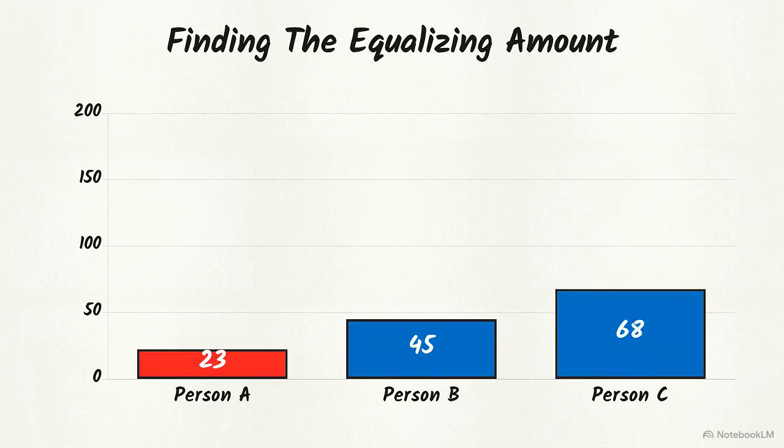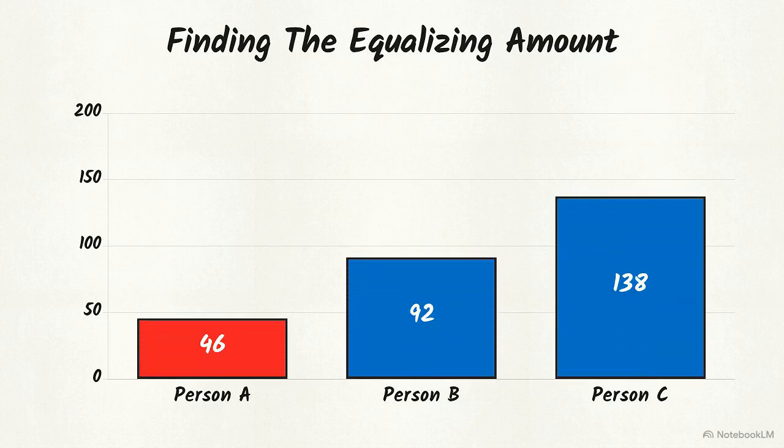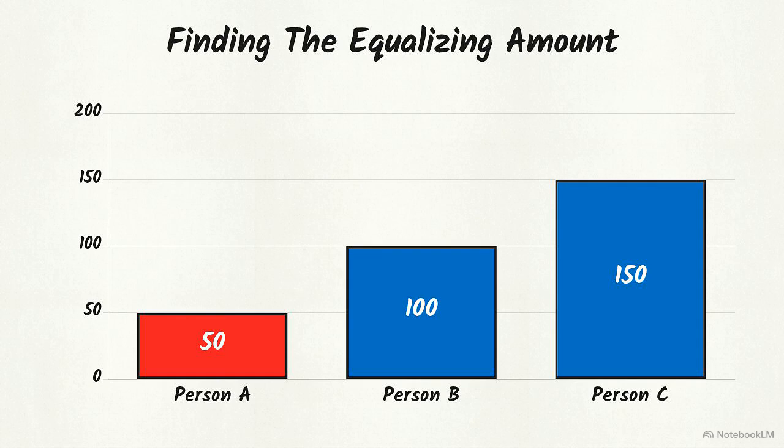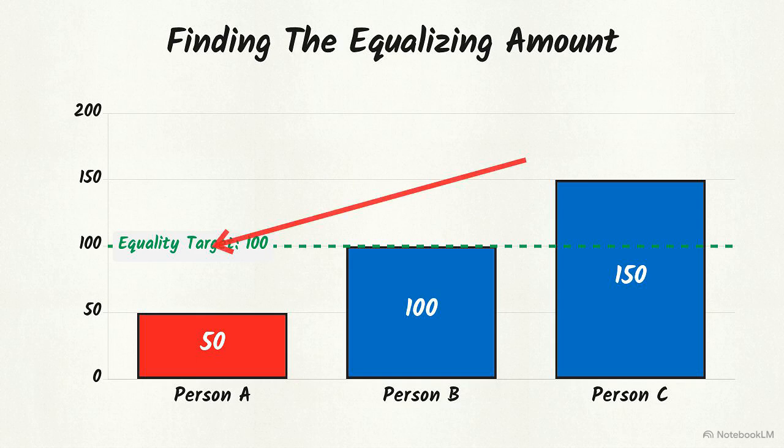We have 3 people. Person A starts with 50 rupees, person B has 100, and person C has 150. We need to find how much money B and C together should give to A so that everyone ends up with the exact same amount. Our options are 15, 25, 50, or 75.